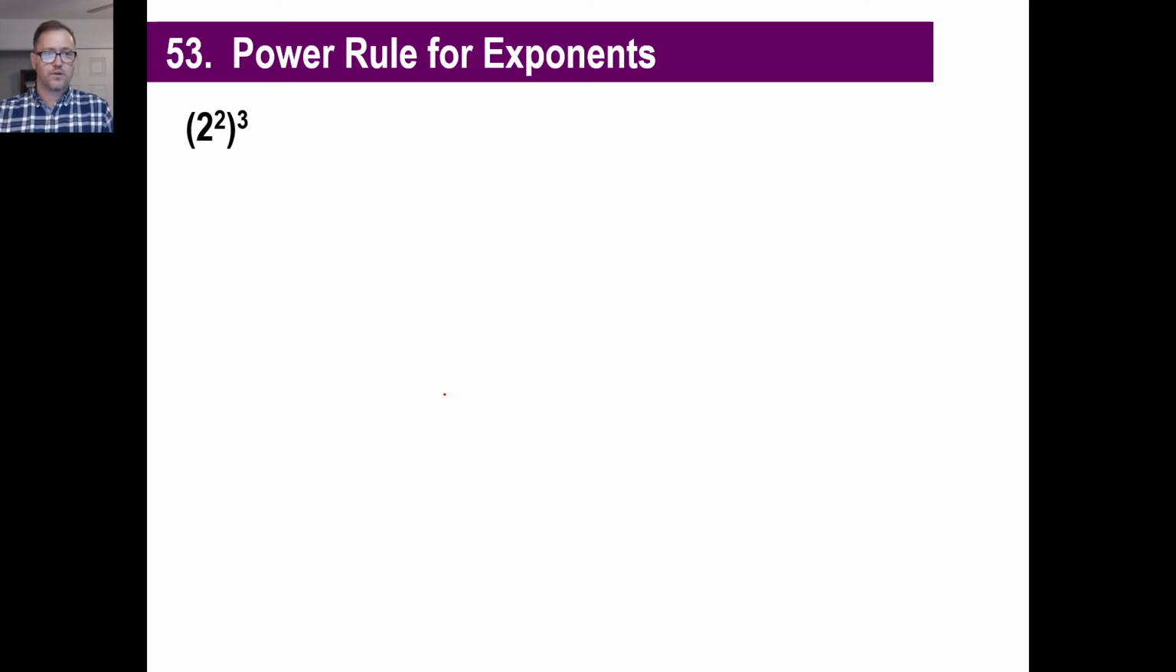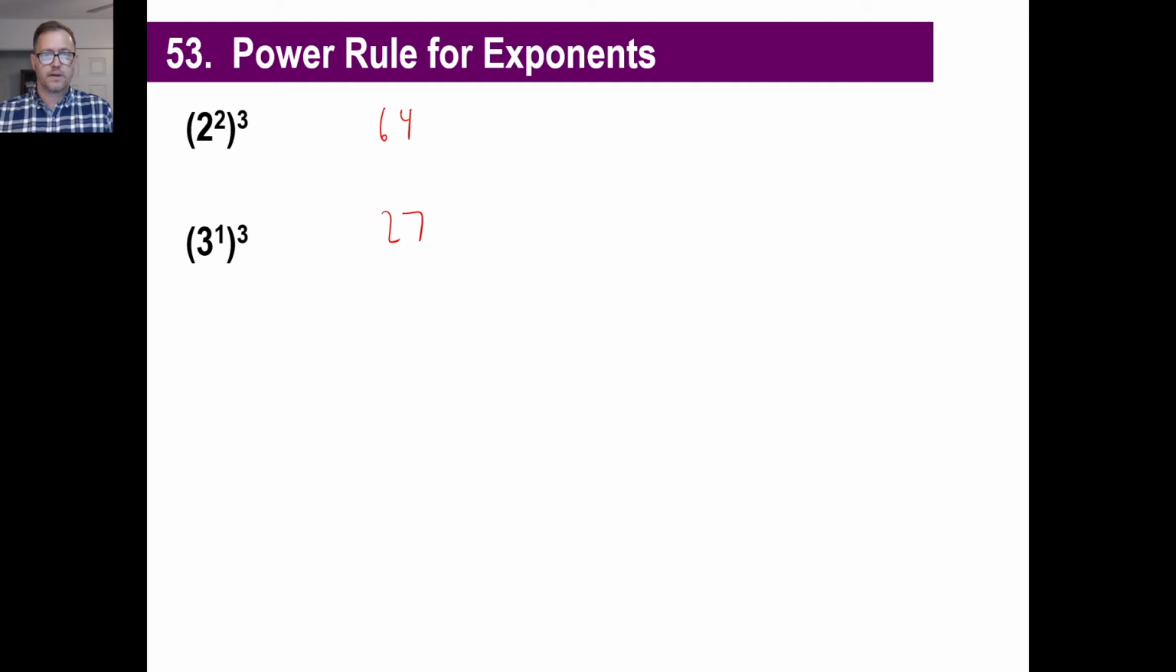We have 2 to the 2nd power, which we need to figure out, which is going to be 4. And we bring that to the 3rd power. In other words, this is 4 times 4 times 4, and the answer to this is 64. All right, let's go another one. 3 to the 1st power brought to the 3rd power. Well, 3 to the 1st power is just 3, right? 3 to the 3rd power is 3 times 3 times 3, or 27.